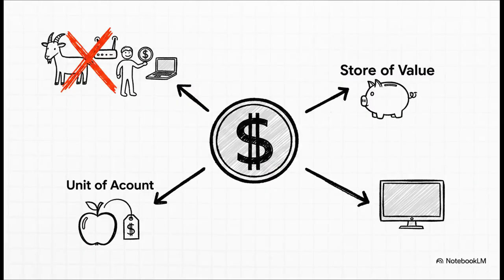Of course, imagine trying to trade a goat for your Wi-Fi connection. It would be a total disaster. That's exactly why we invented money. It's not just paper or coins. It's this amazing tool that does a few really critical jobs, basically acting as the lubricant that keeps the whole engine of trade running smoothly.